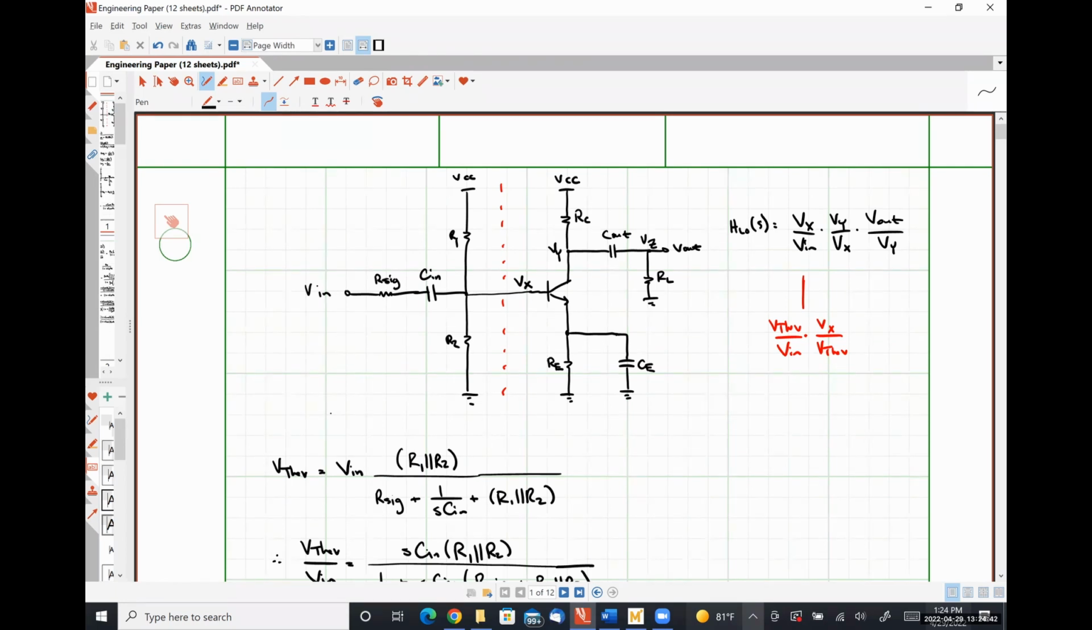For Vx over Vthev, we have the capacitor over here and this capacitor over here. So we get 2 from that. From Vy over Vx, we have this capacitance and this capacitance. So we get 2 from that. And then from Vout over Vy, we only have this single capacitance. So we got 1 from there.